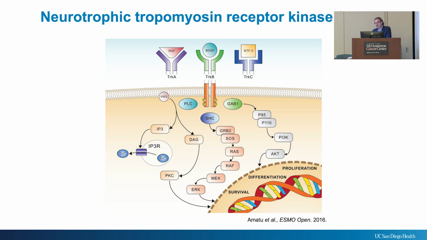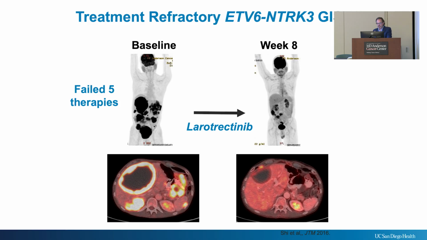And not surprisingly, these NTRK genes look a lot like KIT and PDGFR alpha. They're receptors that signal through very similar pathways downstream to regulate the cells. And so this was one of the patients in our original study, treated here at MD Anderson, who had failed 5 lines of therapy.